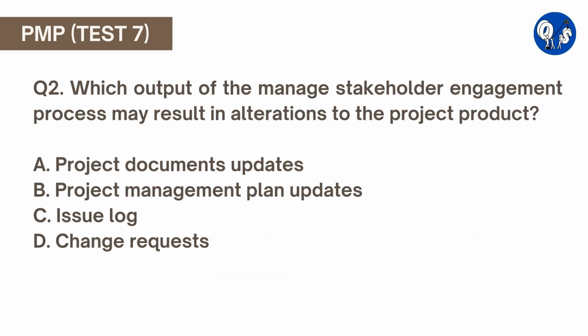Which output of the managed stakeholder engagement process may result in alterations to the project product? A. Project documents updates. B. Project management plan updates. C. Issue log. D. Change requests. Here option D is the correct answer. The only approved method of altering the project's product is through the change management process. The process starts with submitted change requests.